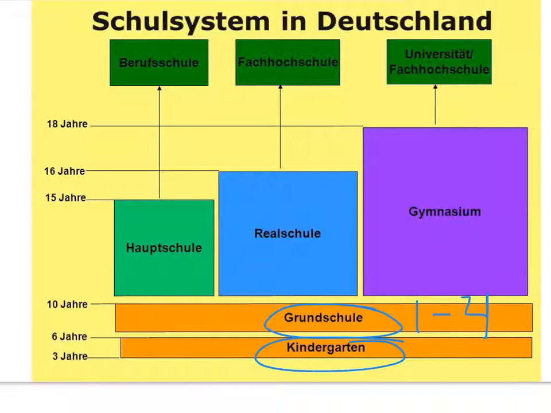Okay. Here you have three choices. You could go to the Hauptschule, the Realschule, or the Gymnasium. It's not a gymnasium. It is Gymnasium. It is a type of school. So this is 5th through 12th. Oh, it's kind of hard to read.